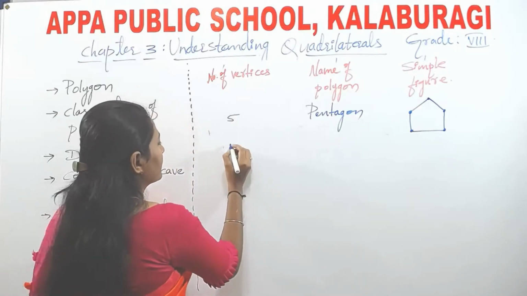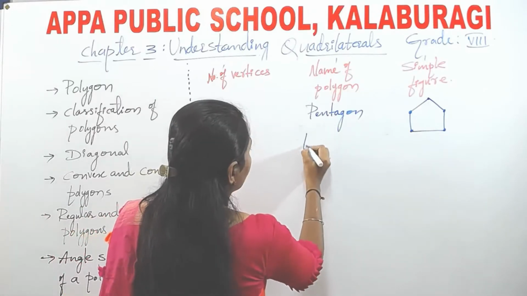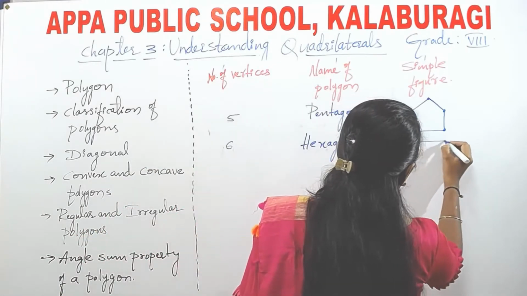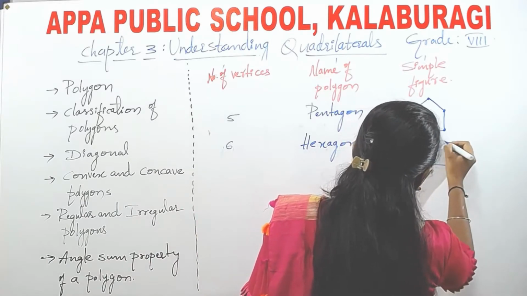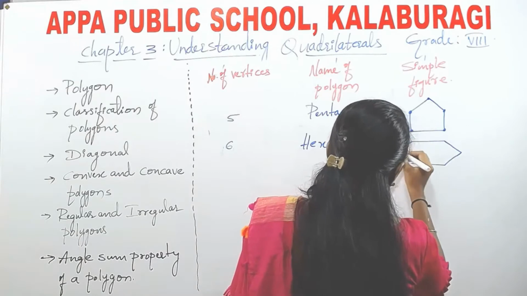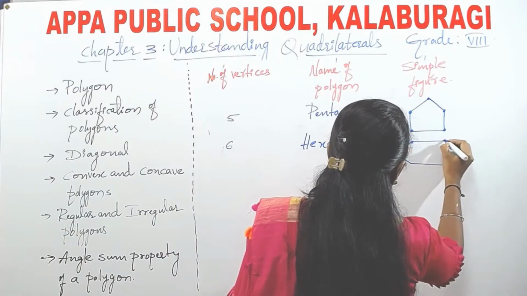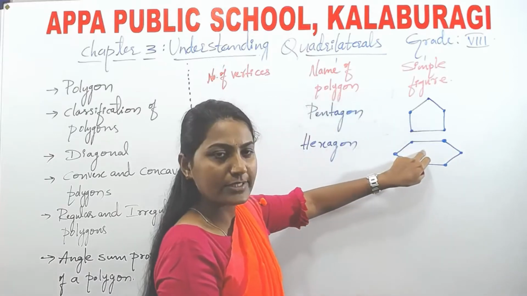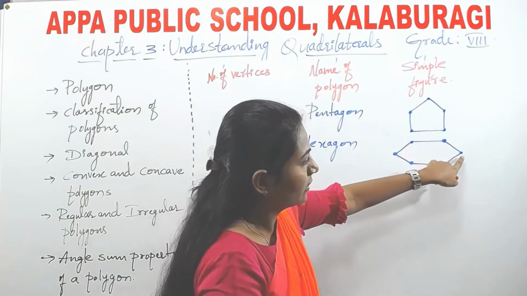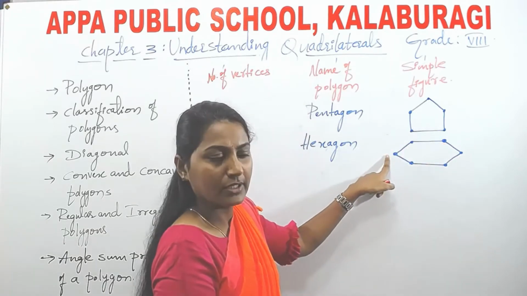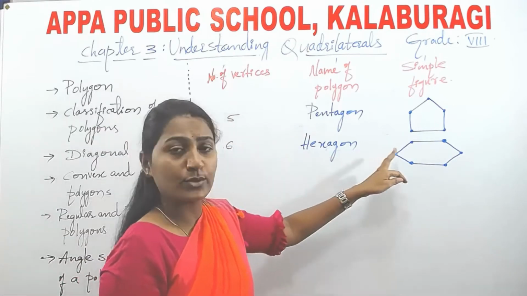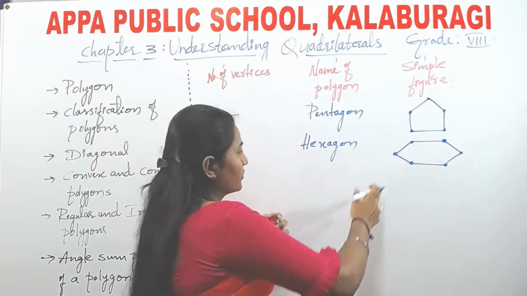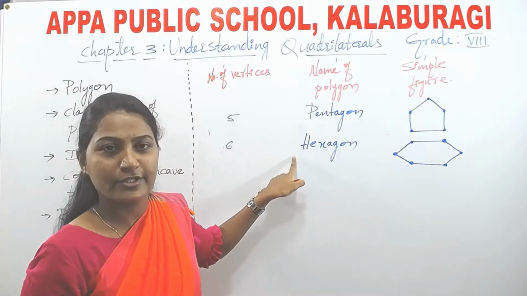Next, if the number of vertices is 6, I call it a hexagon. Let me draw the hexagon. See, this is a hexagon with 6 sides or 6 vertices. Vertex number 1, 2, 3, 4, 5, and 6. If you count the sides, they are also 6. So a polygon with 6 sides is a hexagon.